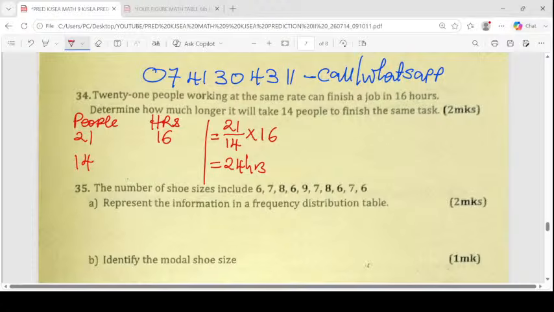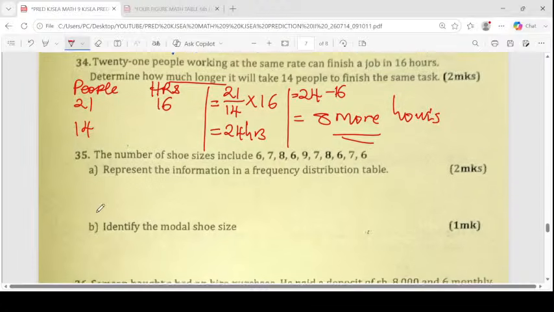But the big question is, how much longer? To find how much longer, what do you do? You take 24 hours minus 16 hours. This is exactly 8 more hours. 8 more hours.